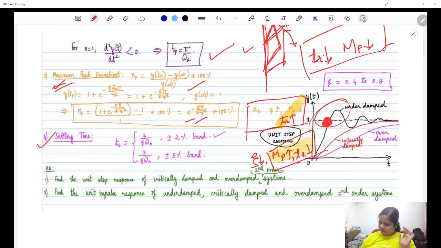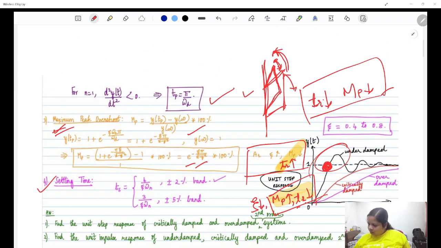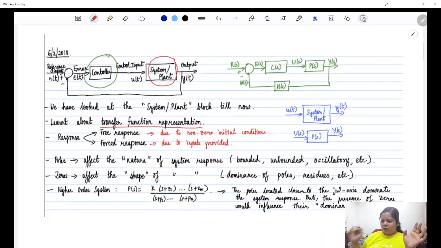Settling time is defined with a band. This is either a 2% band or a 5% band. At what point of time does your output settle within the 2% band or 5% band? It is defined in both ways. If it has to settle within the 2% band, definitely it is going to take more time, right? If it is defined for the 5% band, it is going to take less time. So accordingly, both have been defined. It is 4 by zeta omega n and 3 by zeta omega n. I hope all of them are clear to you. We'll have a couple of questions on them.